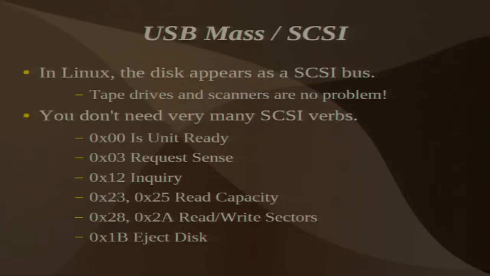So 00 checks to make sure that the disk is ready. And you have to reply to this, but you just send an OK back. 03 checks to make sure that the disk is physically loaded into a removable drive. And again, you just say, yeah, it is. 12 is used to check the capacity of the disk. And it's used to check that it's writable, and it's used to check whether it's ejectable.